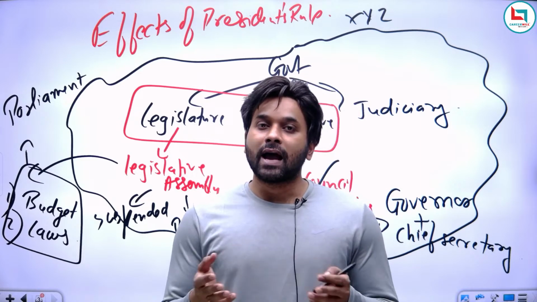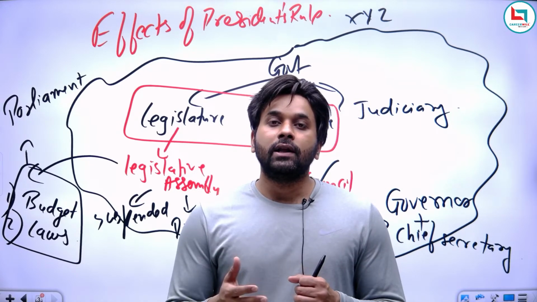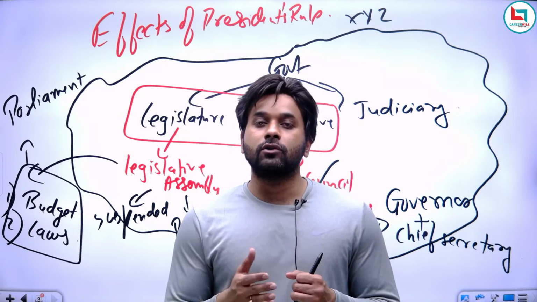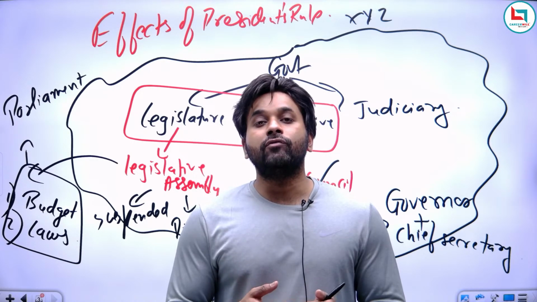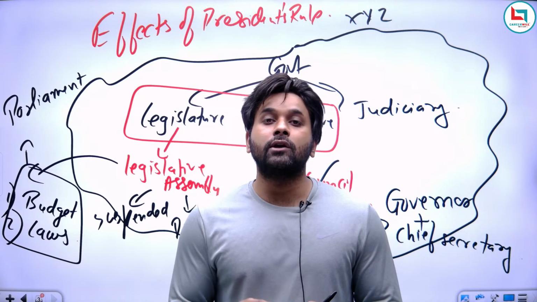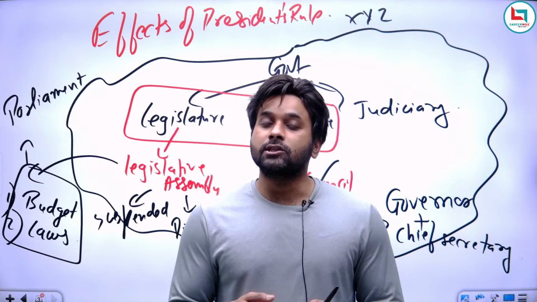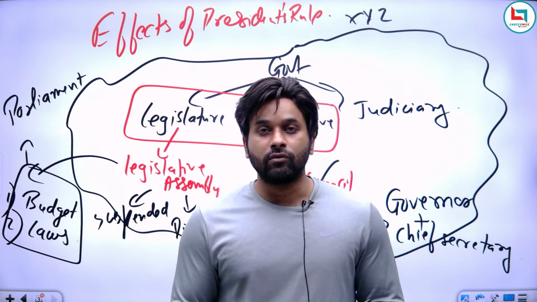Let me repeat the entire thing. See, during the effect of president's rule, only the legislative and executive organs of the state government comes under the control of center. It means there is no effect on judiciary, and along with judiciary there will be no effect on the fundamental rights of citizens. So the fundamental rights are suspended only during national emergency. During president's rule there is no effect on fundamental rights.